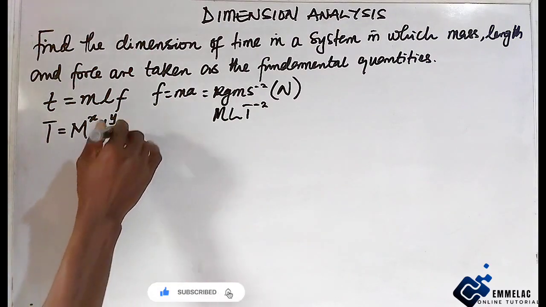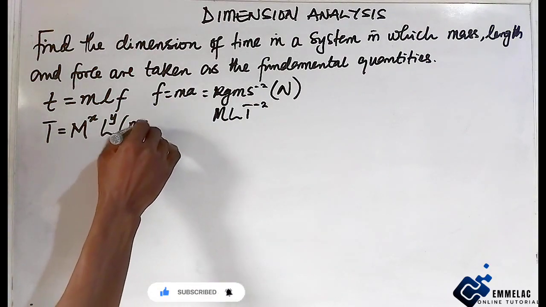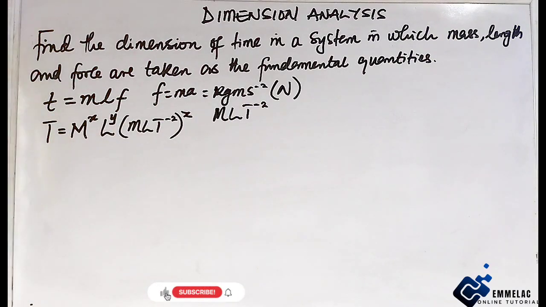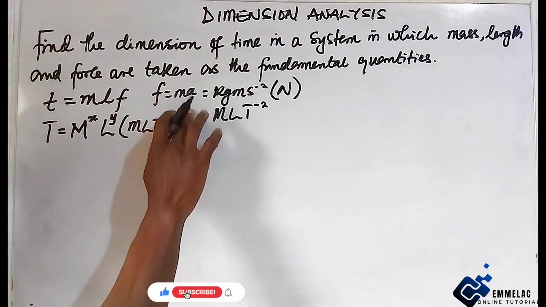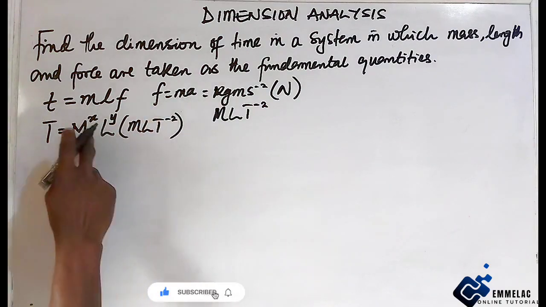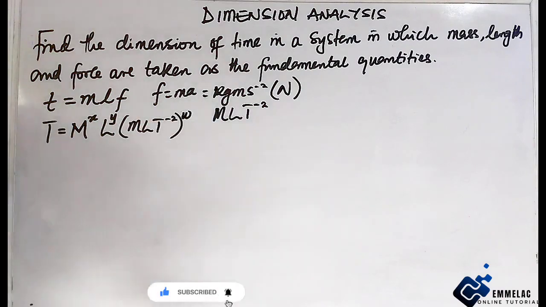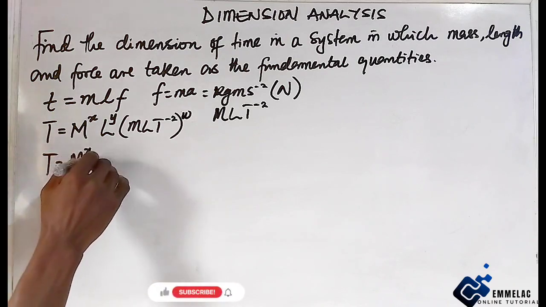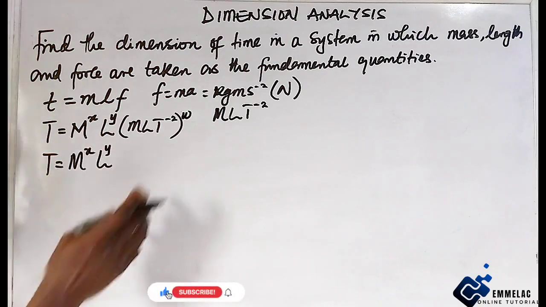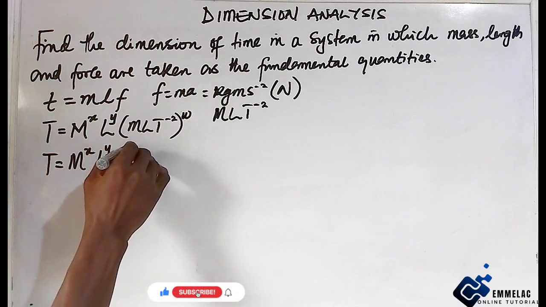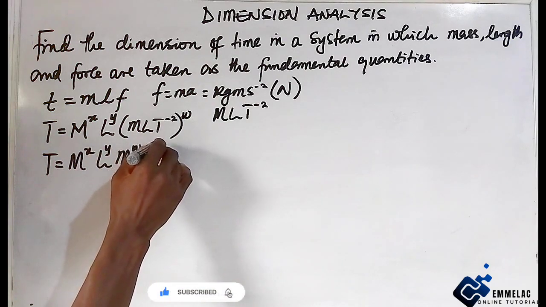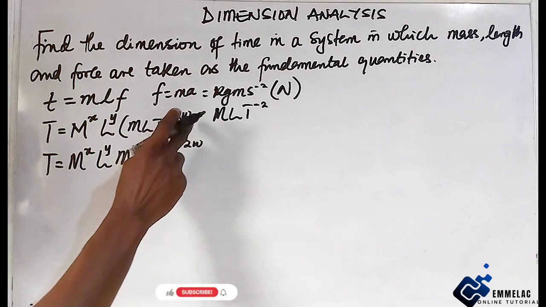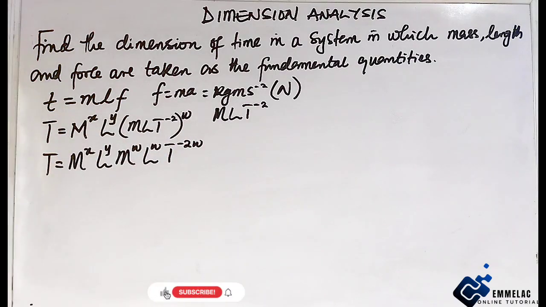If I were to plug it here, we have M L T raised to the power minus 2, then z. Okay, no, let me not use z because they look alike. Let me use w. Now say you have that T equals M raised to the power x, then L raised to the power y. Now here we have M raised to the power of w, then L raised to the power of w, and T raised to the power of minus 2w, which means we multiply the power through the parameters in the brackets.